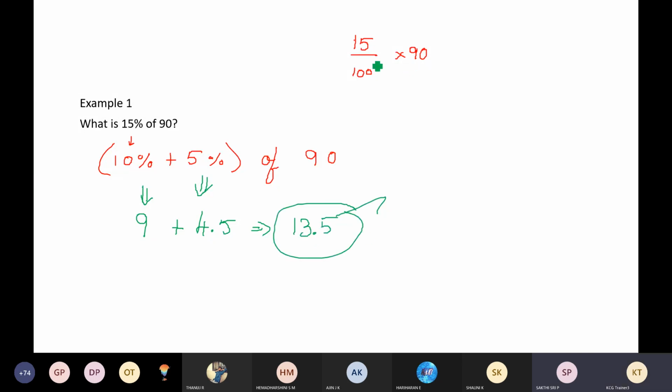Clear, everyone? So even if you solve it this way, you'll get the same answer. 15 into 90, cancel the zeros: 5 threes are 15, 3 into 9 is 27, 27 by 2. So my answer is 13.5. This has less calculation, provided you are good with logic. You should know how to split this. So 15 can be split as 10 and 5. Finding out 10 percentage is easy. Once 10 percentage is found, 5 percentage is a lot easier because it is half of it. Okay, done.